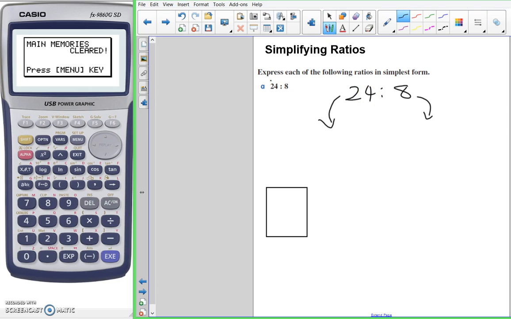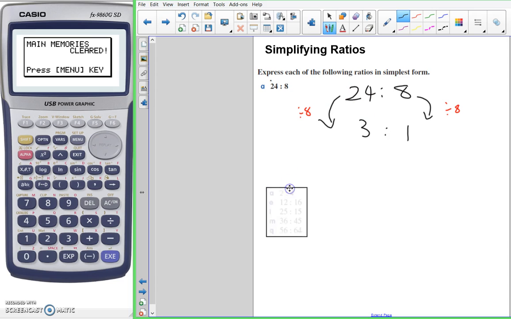So what we do is we divide both sides of the ratio by 8. So 8 divided by 8 will give you a 1. 24 divided by 8 gives you 3. So that's saying that 24 to 8 is the same as 3 to 1. If you were to say 24 over 8, which is the way we make it a fraction, it could be 3 over 1. So that's a simple one.